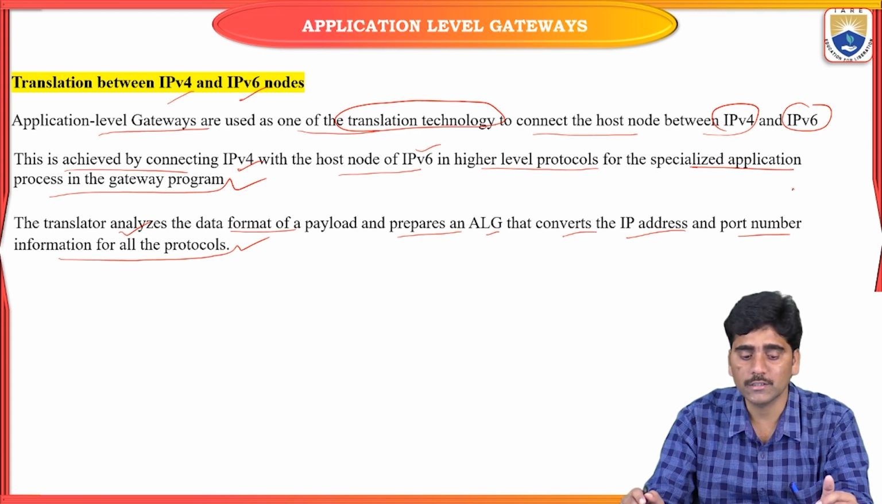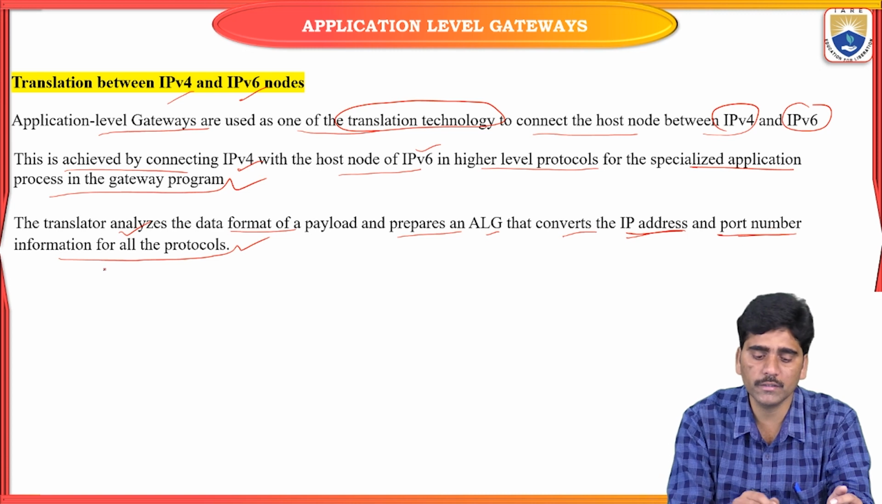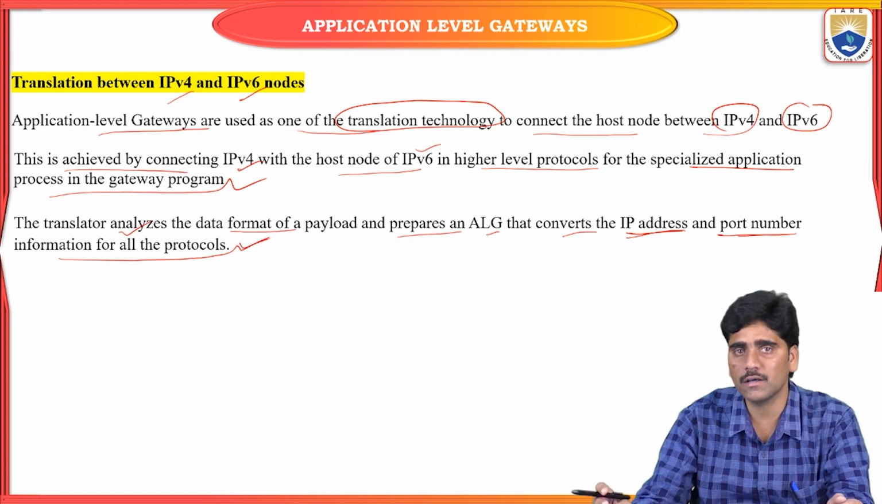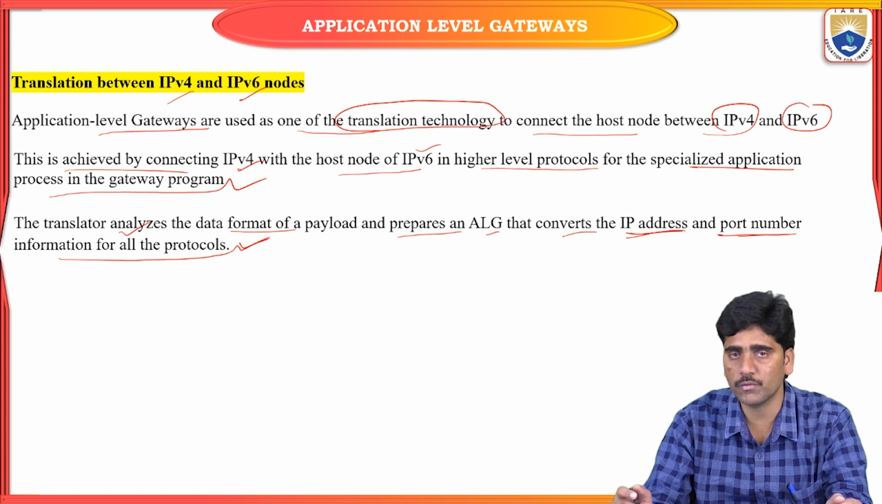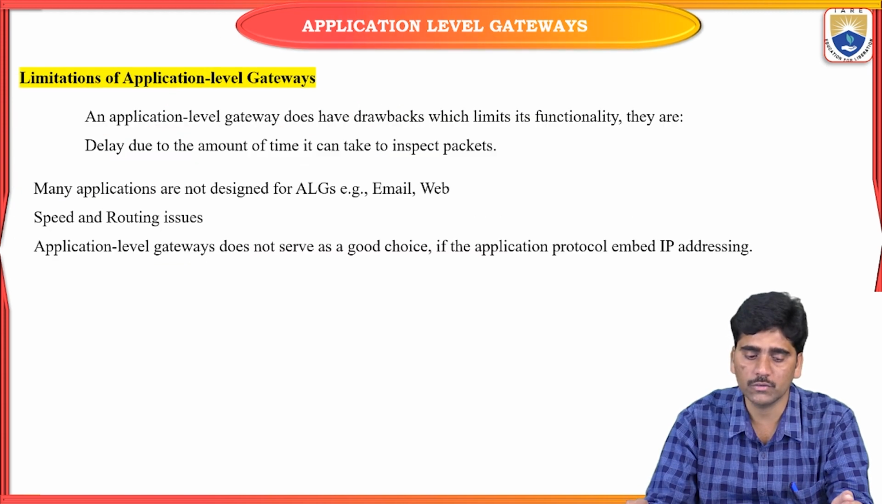So the translator analyzes the data format of the payload and prepares that application level gateway that converts the IP address and port number information for all the protocols. So automatically it translates the IPv4 versions, IPv4 protocol numbers and everything related to the IPv6 nodes.